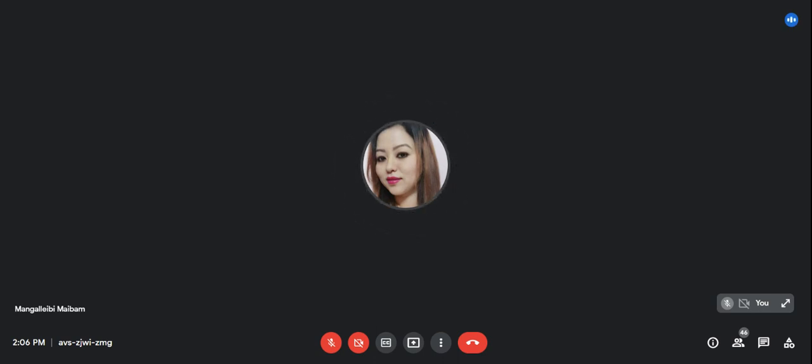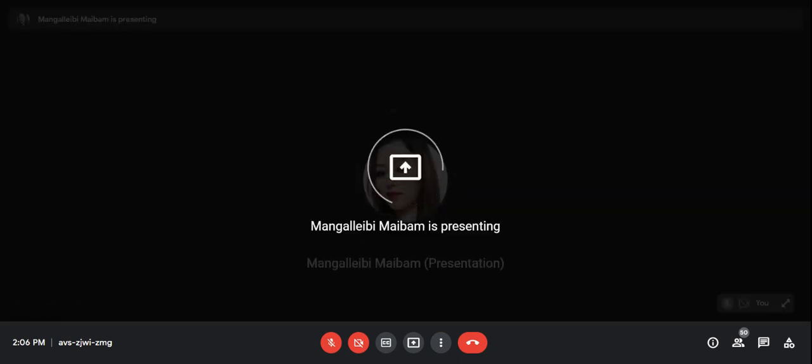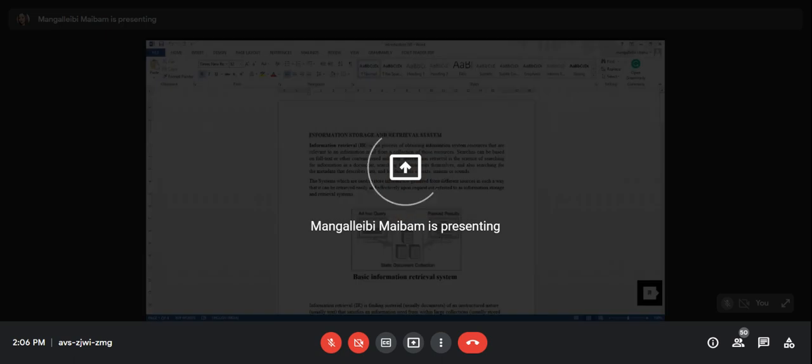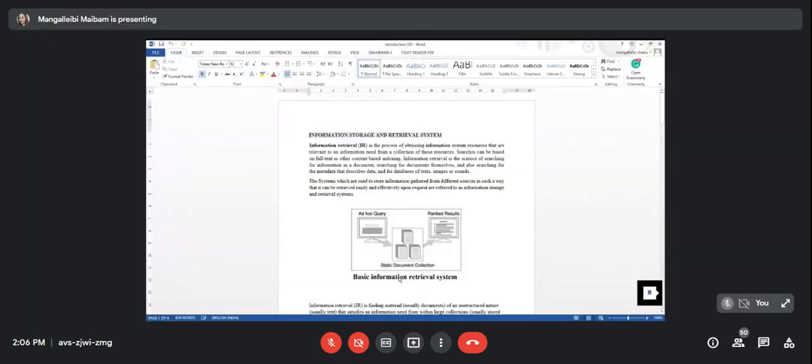Let me first share the introduction screen, which I sent to you just a few minutes before. Just a second. Okay, after briefly going through this, we will start one technique which is very common, that is Boolean retrieval. How we are going to retrieve the information using Boolean retrieval.